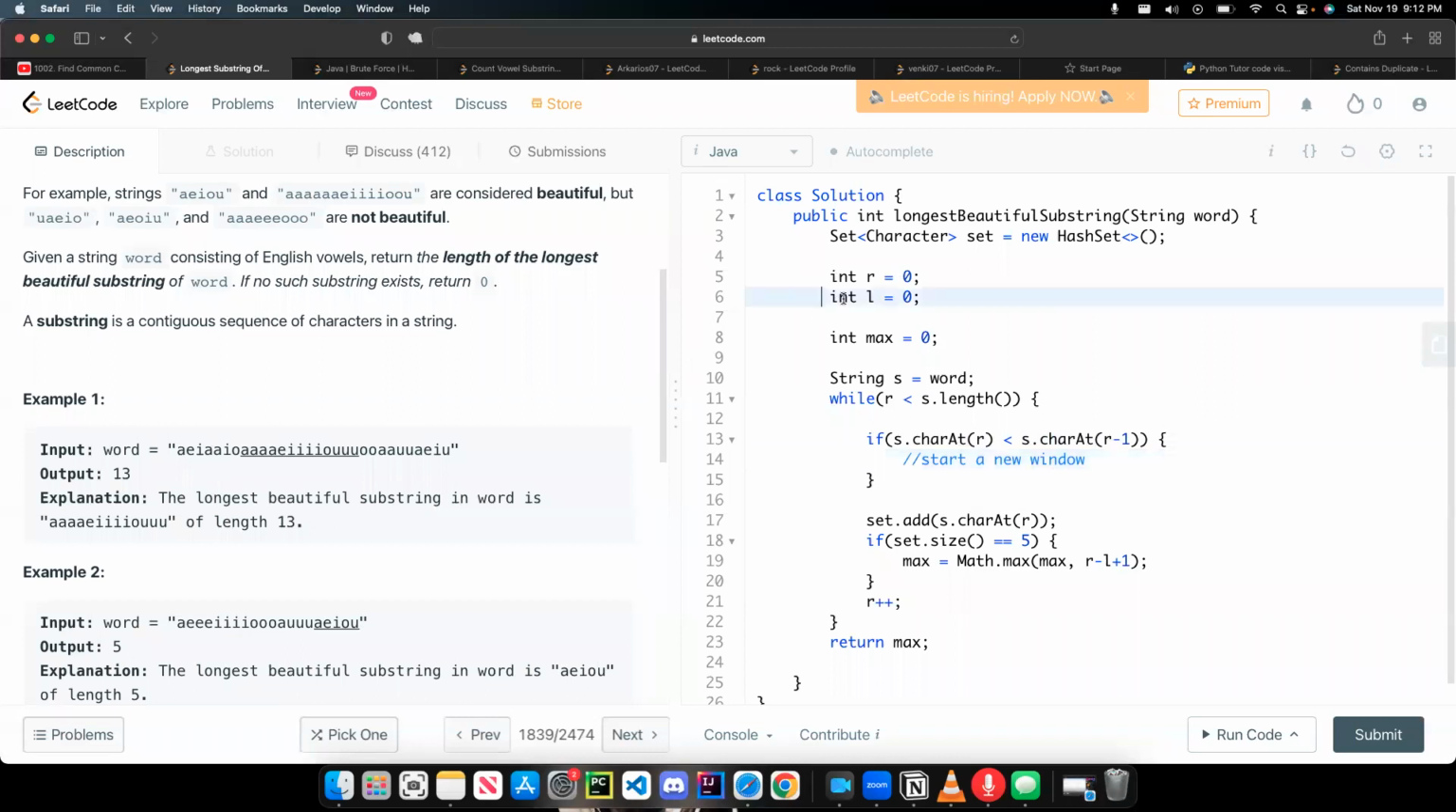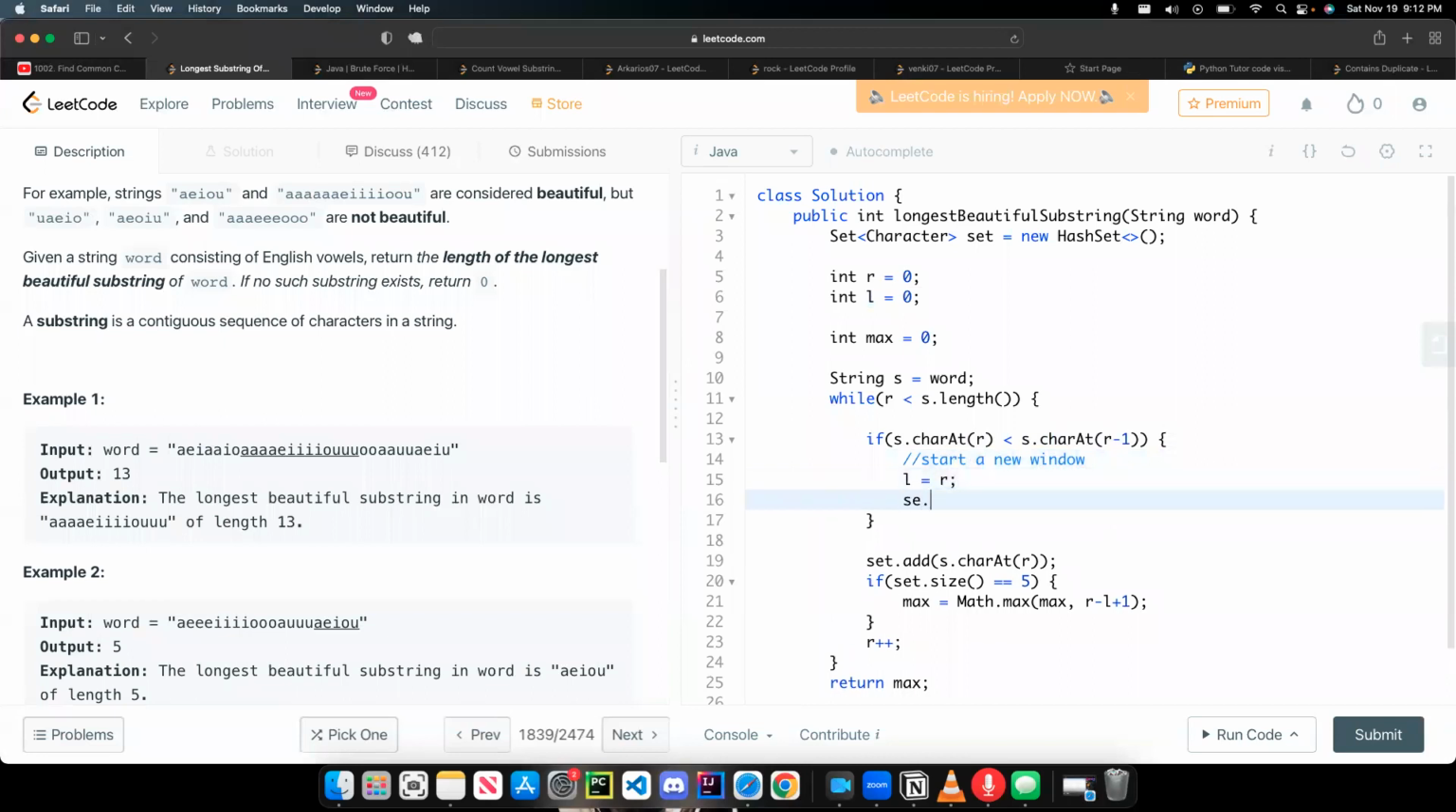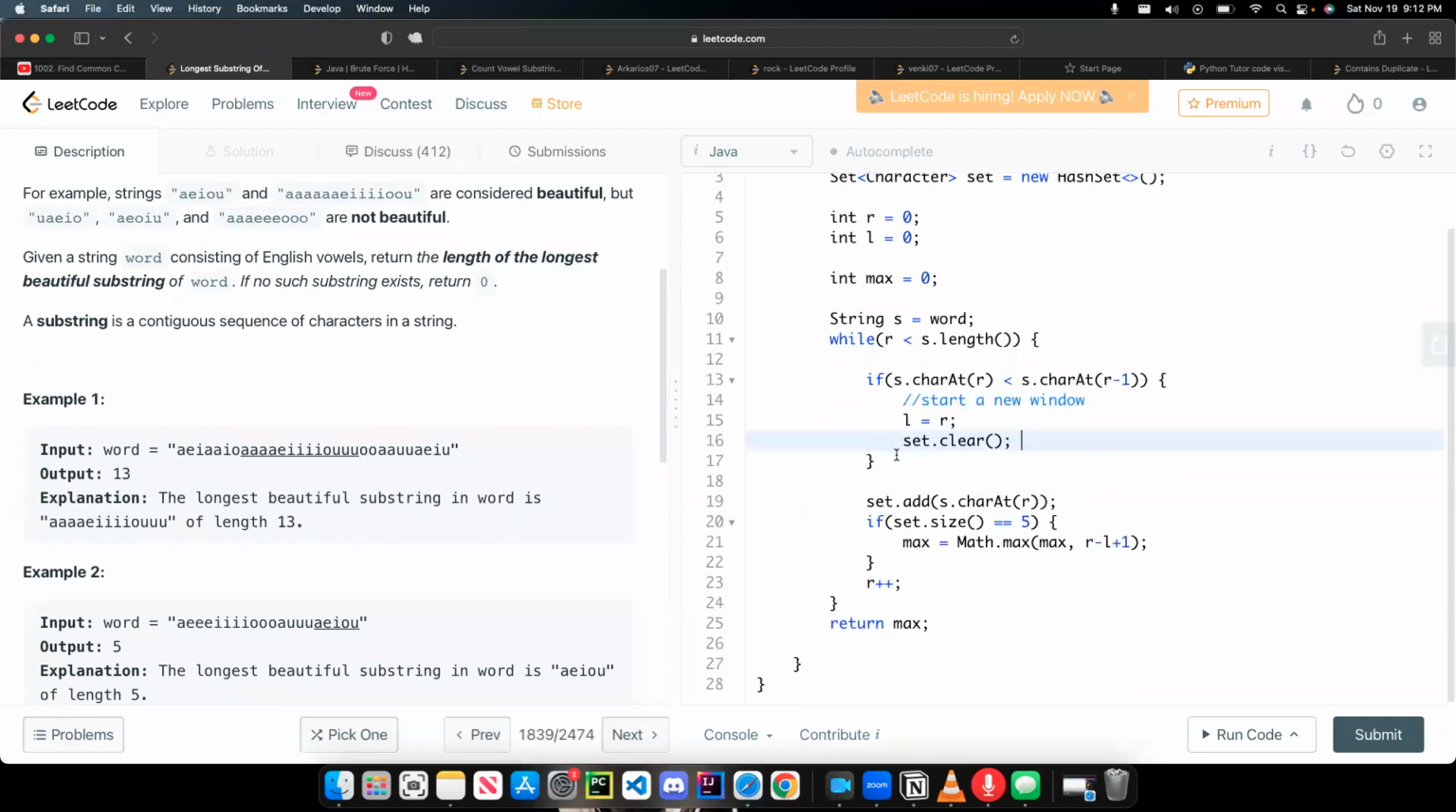Like we move L, which would be pointing at the end. We move L up to R. That gives us a new starting point. But then we also reinitialize the set. So starting a new window would just mean that the left pointer L is going to point to R, and we're going to do set.clear, which would allow us to start a new set.